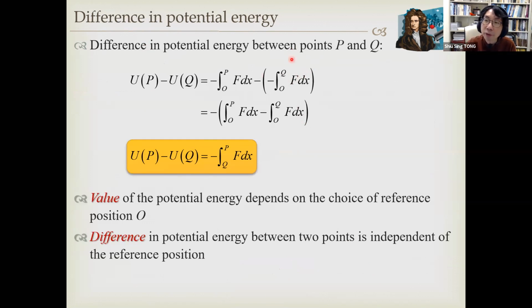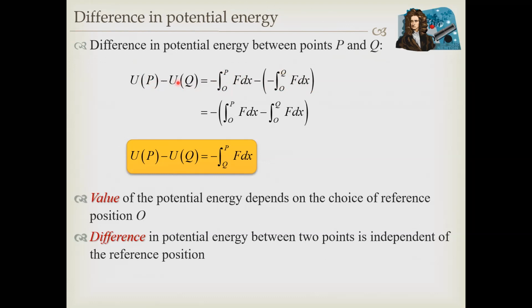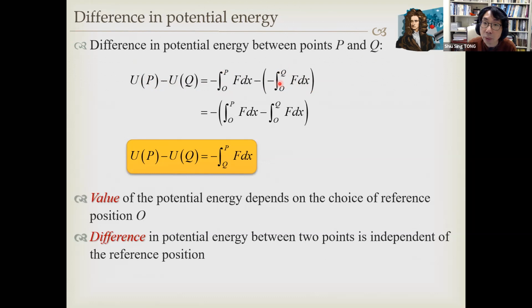If we have two different positions, P and Q, then the potential energy difference between these two points, UP minus UQ, will then be the difference between these two integrals, right? We integrate for UP from O to P, and for UQ, we integrate from O to Q. And UP minus UQ is just the difference between these two integrals.